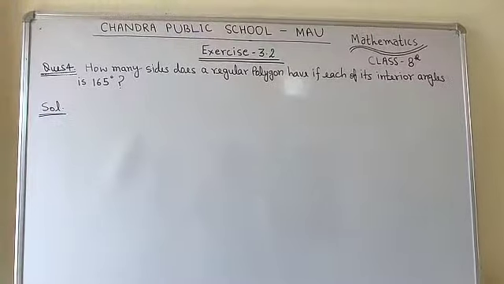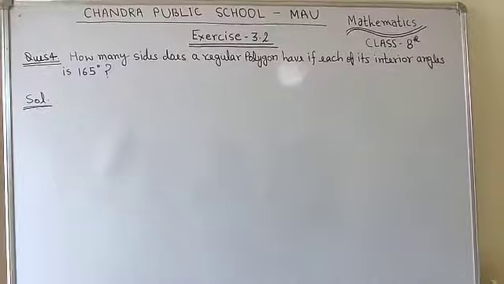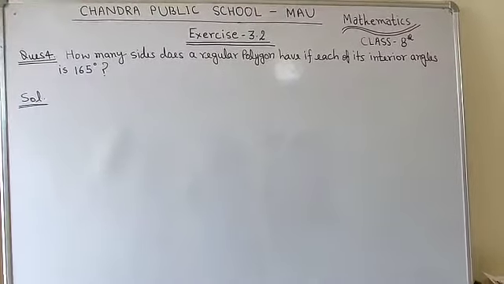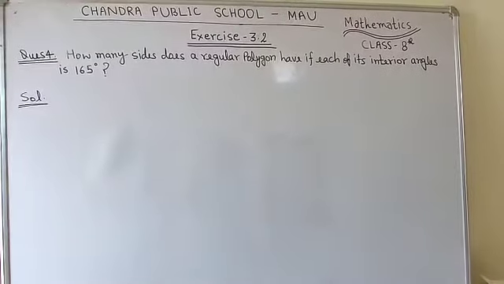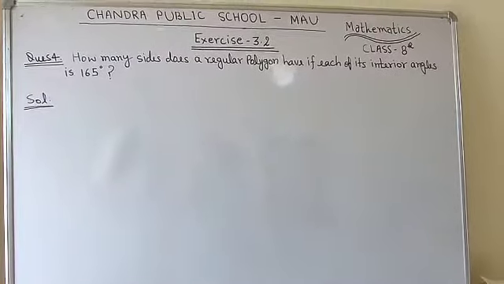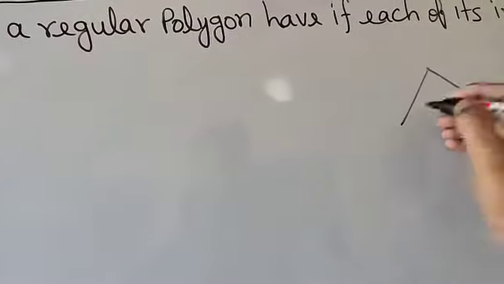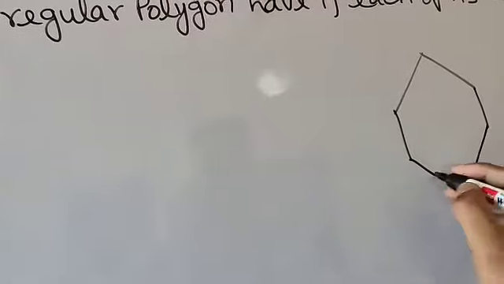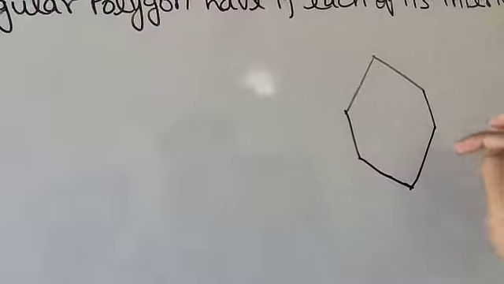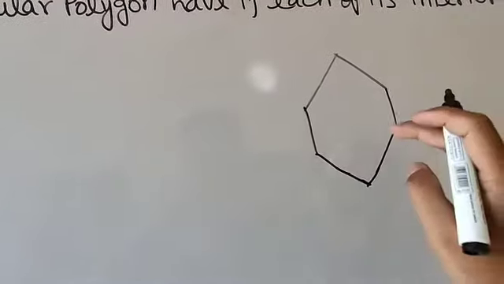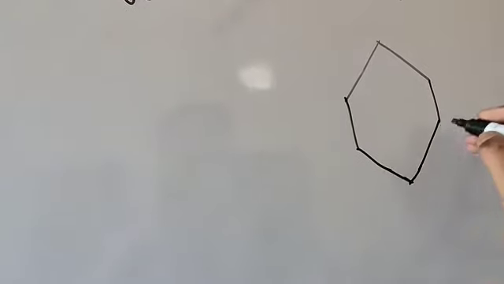In question number 3, which I explained in the previous video, if each exterior angle of a regular polygon was given, then you got the number of sides. But here each interior angle is given. Suppose you get a diagram like this. If it is a regular polygon, then all sides will be equal, each interior angle will be equal, as well as each exterior angle will be equal.